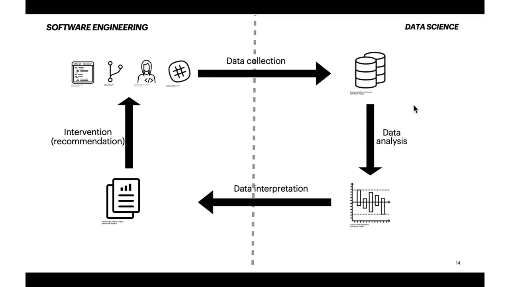So based on this kind of interpretation, we're typically going to design interventions, to provide recommendations on how to improve the software development process. In a way, software engineering can be seen as action research. What we are trying to do is improve the software development process by understanding it and by analyzing what we observe.